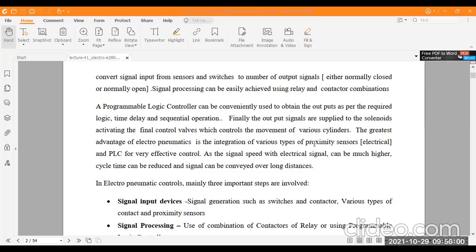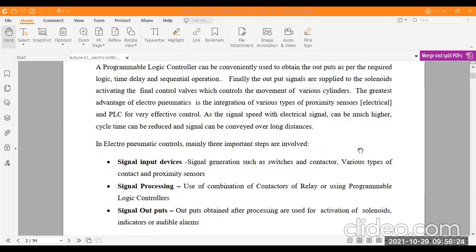Okay. So this pneumatic controller part has one big advantage, because it is an integration of various types of proximity sensors, which work with different types of electrical devices, and PLCs are very effective in control uses. With electrical signals the signal speed can be much higher, cycle time can be reduced, and the signal can be conveyed over long distances.